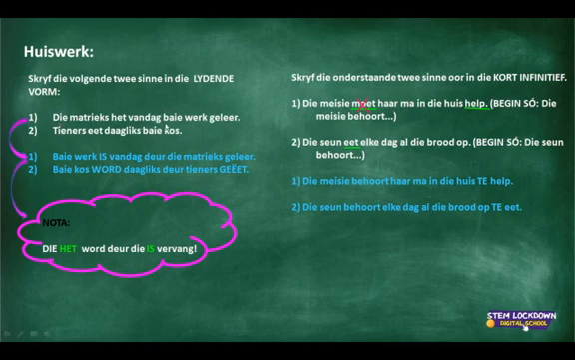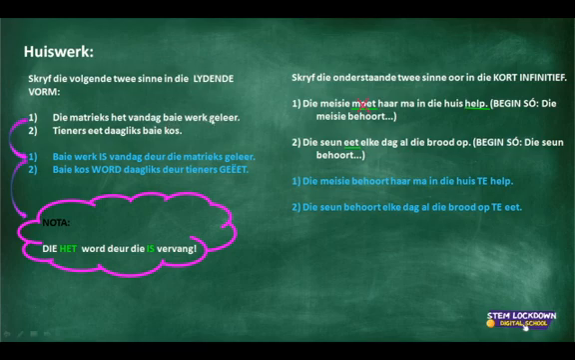Die matrieks het vandag baie werk geleer. So yesterday I said you first divide your sentence into stompie. So we've got the matrieks is our subject, het, verb 1, vandag is our time word, baie werk is our object en geleer, our verb 2.